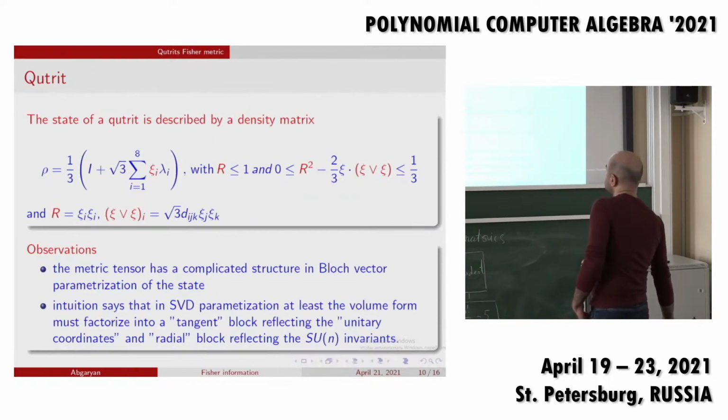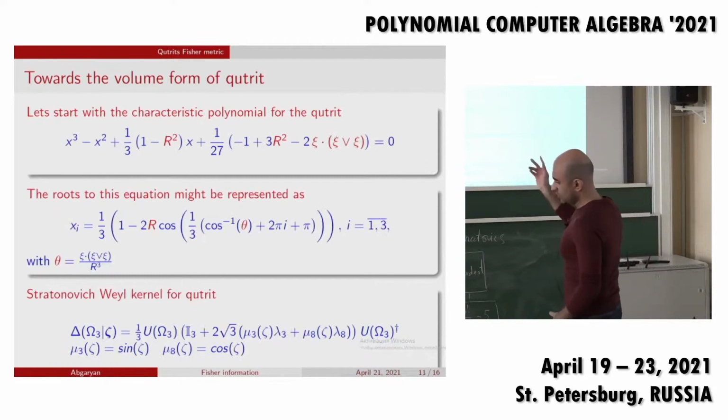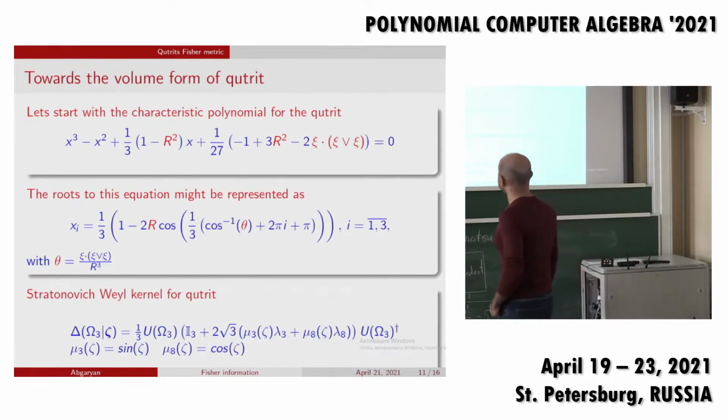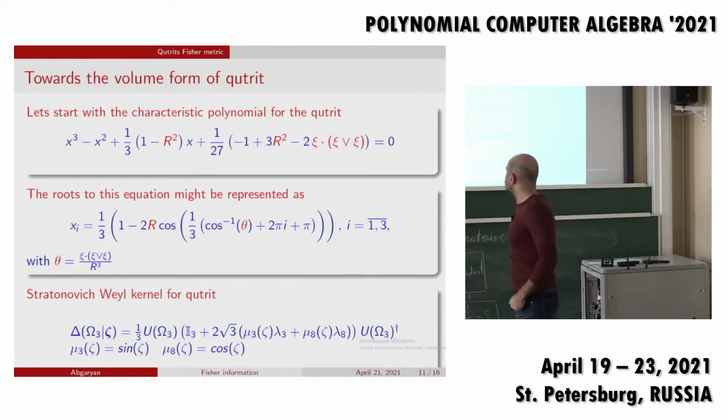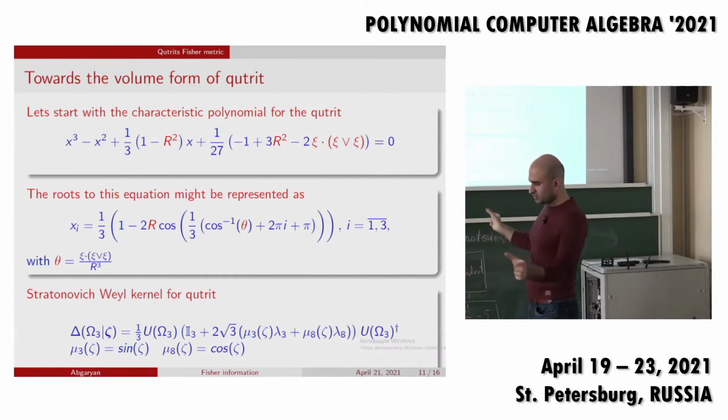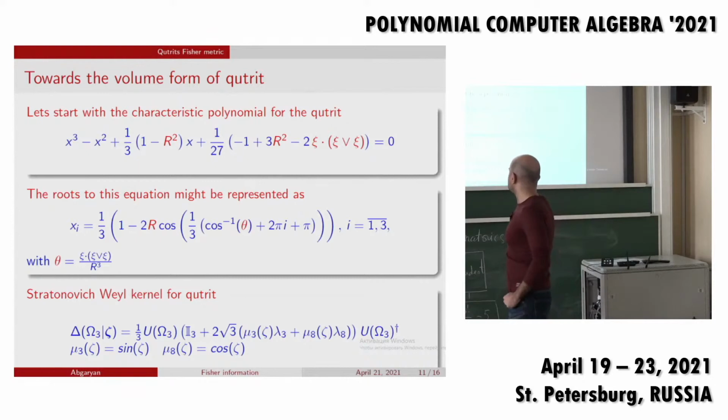First, we consider the characteristic polynomial corresponding to the metric tensor. It is representable in this form. Then we give the parameterization of the density matrix by the solutions to this characteristic polynomial and also some unitary matrices. This is the trigonometric parameterization of the solutions to this equation. On the other hand, we need the next ingredient to construct the Wigner function. We need the Stratonovich-Weyl kernel, which is parameterized as follows.